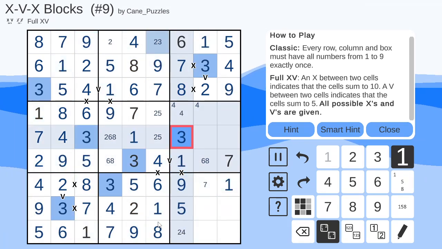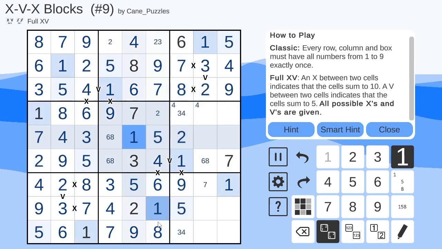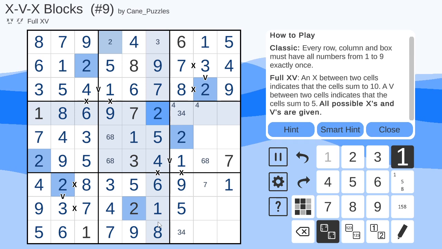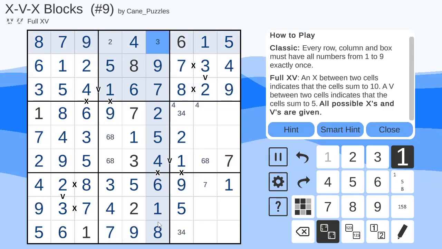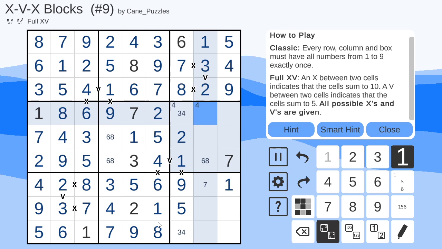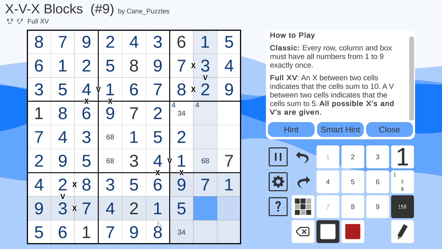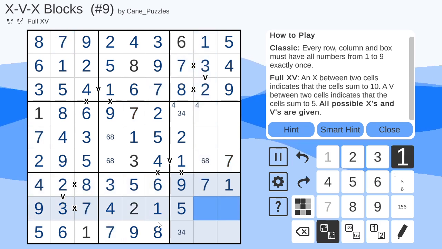5. What are you doing? 2. 5. 2. 6 and 8. You are fighting hard. You are finally resolved up there. I have a 7 here. And digits on this row are 6 and 8.